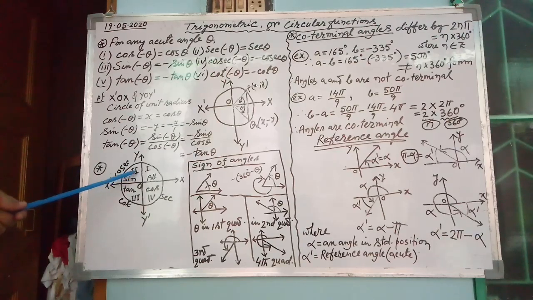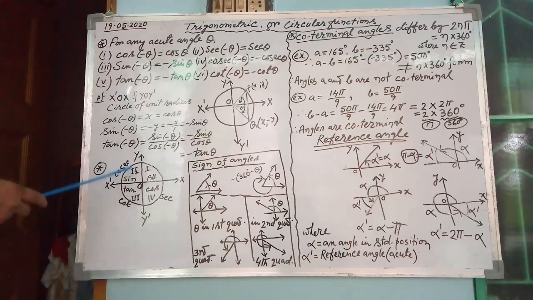Here, see, sine in the second quadrant is positive. Sine, and what is the reciprocal of sine? Cosec. So sine and cosec will be positive in the second quadrant. All the other trigonometric functions are negative in this second quadrant. Only sine and cosec will be positive, and all other trigonometric functions will be negative in the second quadrant.